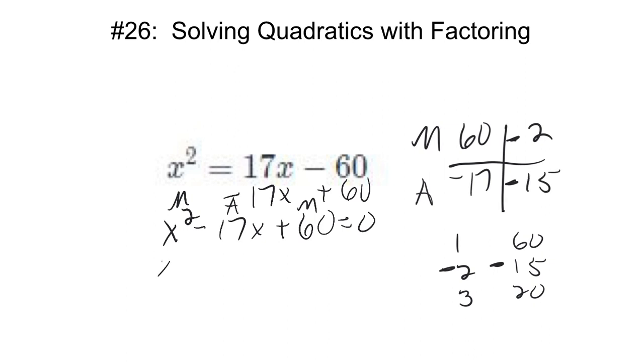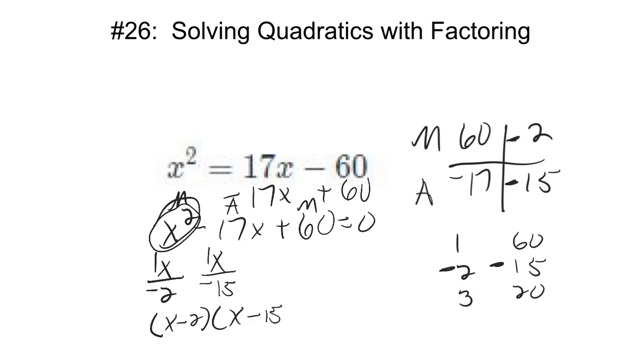So that would be x over negative 2 and x over negative 15. We split the x's from the quadratic term, but we do not split the coefficients. They both get the same one, which would be 1 in both cases. So this binomial here would be x minus 2. This binomial would be x minus 15, and we set that equal to 0.